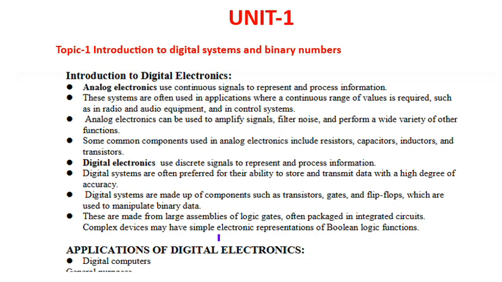So we can say that digital electronics is preferred for its ability to store and transmit data with a high degree of accuracy, so that accuracy increases in digital electronics as compared to analog electronics. The digital systems are made up of components like transistors and gates, which are used for manipulating binary data.